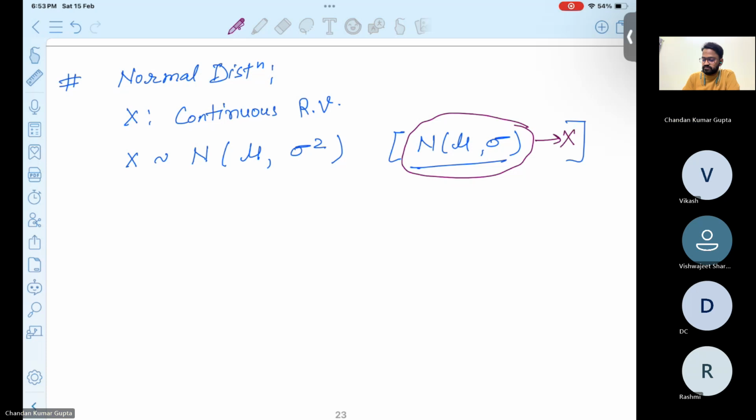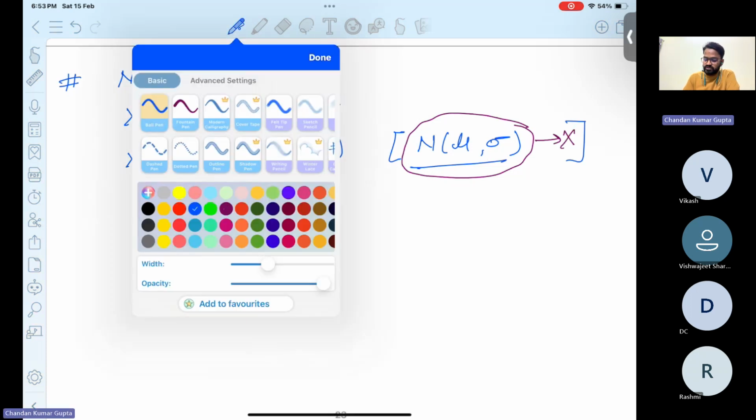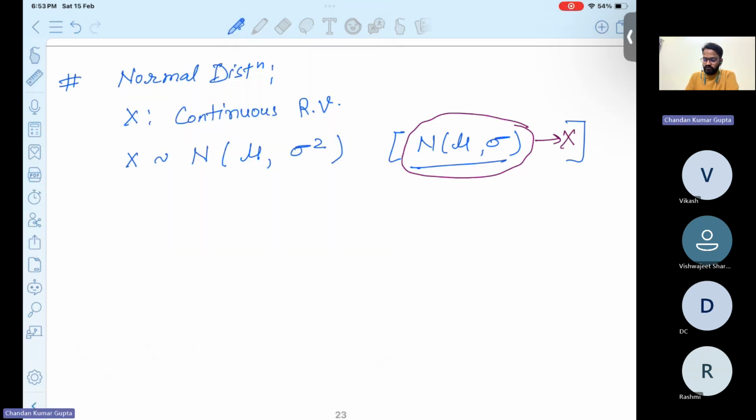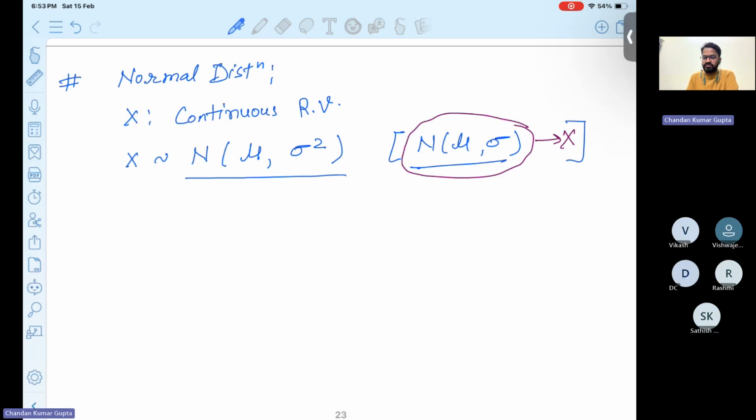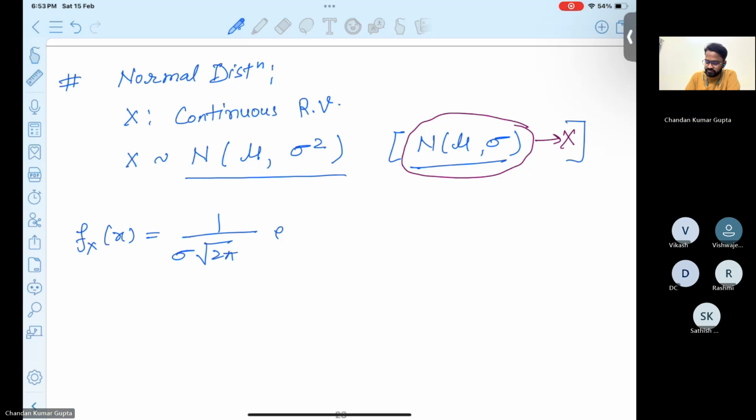Okay. This is wrong. To make sure, when this type of notation is given and numbers are there instead of mu and sigma square, then always remember, okay, it is sigma square, not sigma. And the form of the PDF for the normal distribution is 1 upon sigma root 2 pi e to the power minus 1 by 2 x minus mu upon sigma whole square.